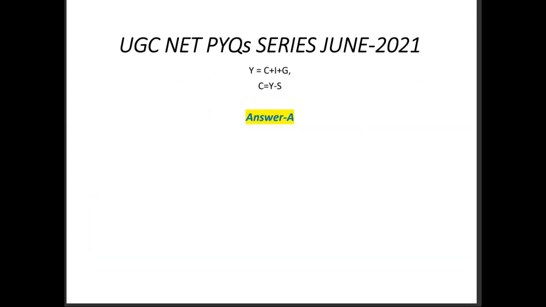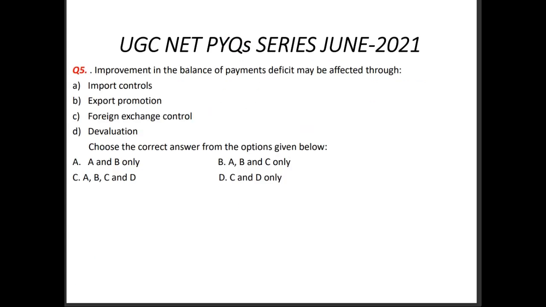Okay, what is the next question? Improvement in the balance of payments deficit may be effected through which policy? Import control, export promotion, foreign exchange control, devaluation. What is the meaning of balance of payments deficit? Deficit means the credit side is less than the debit side.